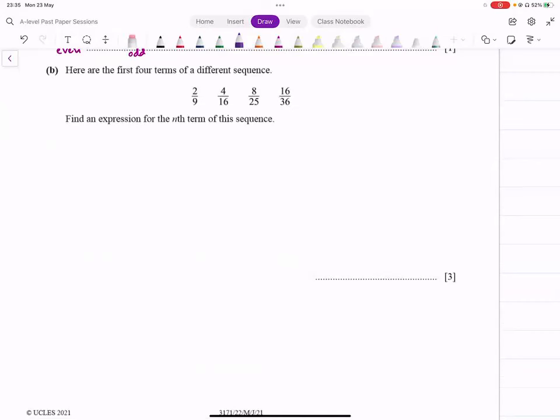पहले तो linear sequence हम देख लेते हैं. क्या ये एक linear sequence है? 4 over 16 minus 2 over 9. Just try that. 4 divided by 16 minus 2 divided by 9. What does that give me? So ये difference मेरे पास आता है 1 over 36. Okay. इन दोनों को subtract करके देख लेता हूँ मैं. 8 divided by 25 minus 4 divided by 16.